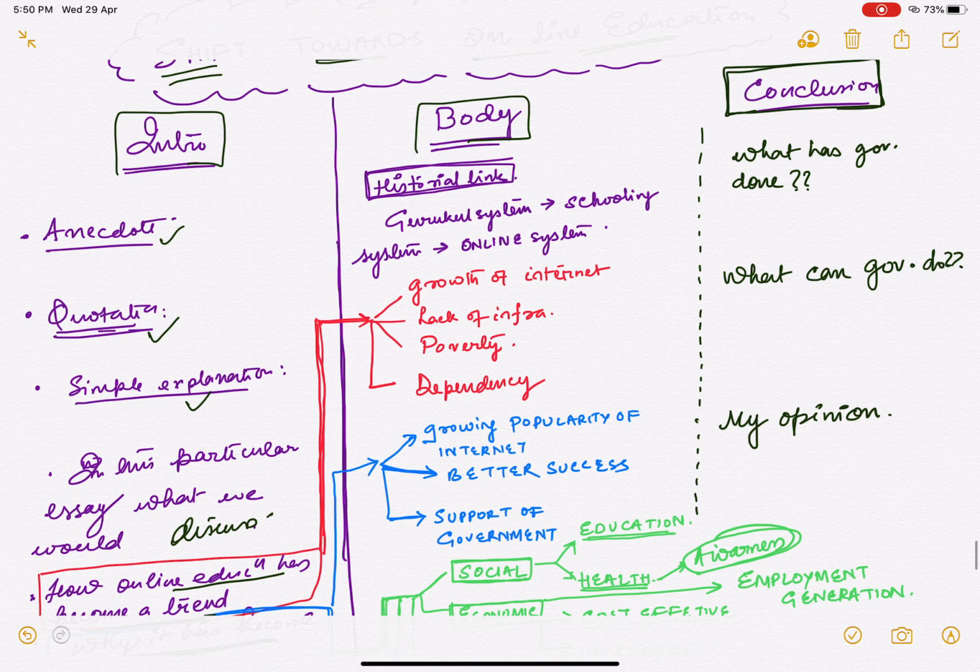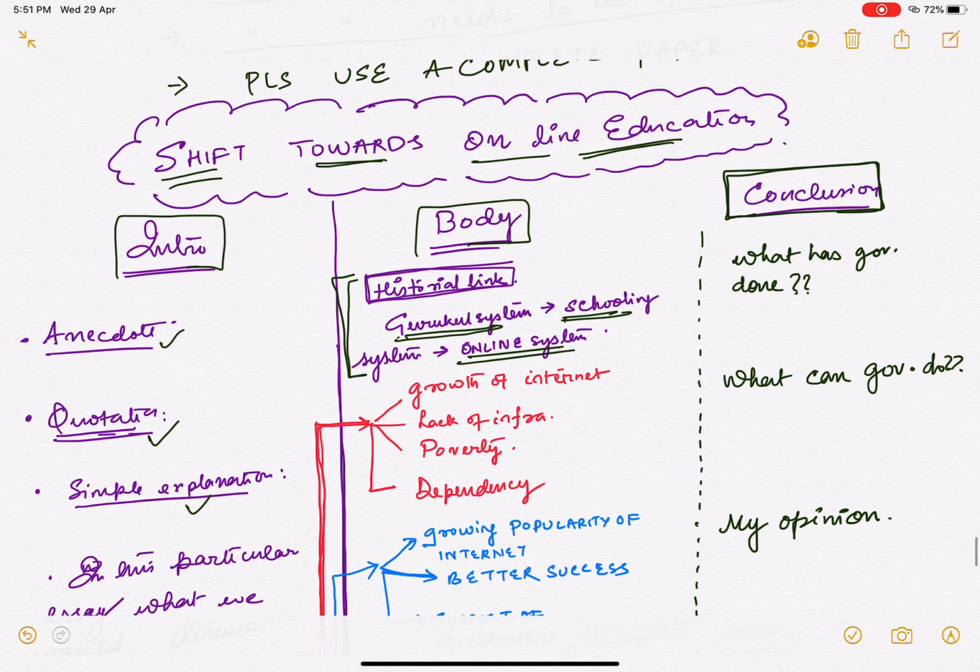Now, within the body, first of all, I'll make a historical link, that is how we changed from a Gurukul system to an online system. Remember, in the last class we had done honor killing. With respect to honor killing also, I can make a historical link.